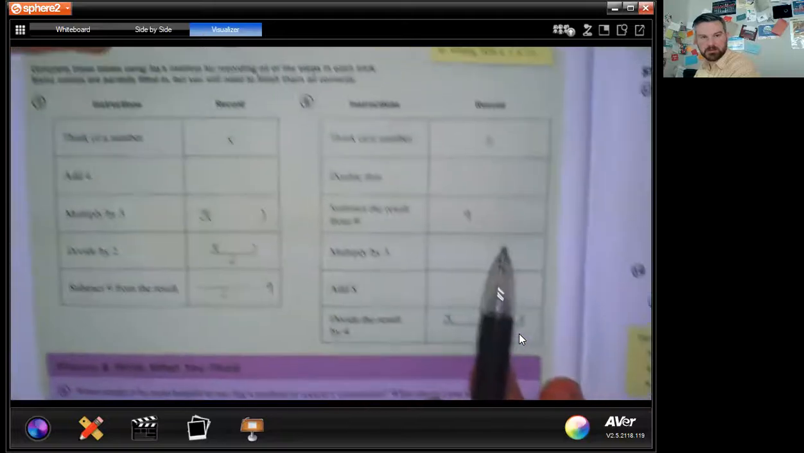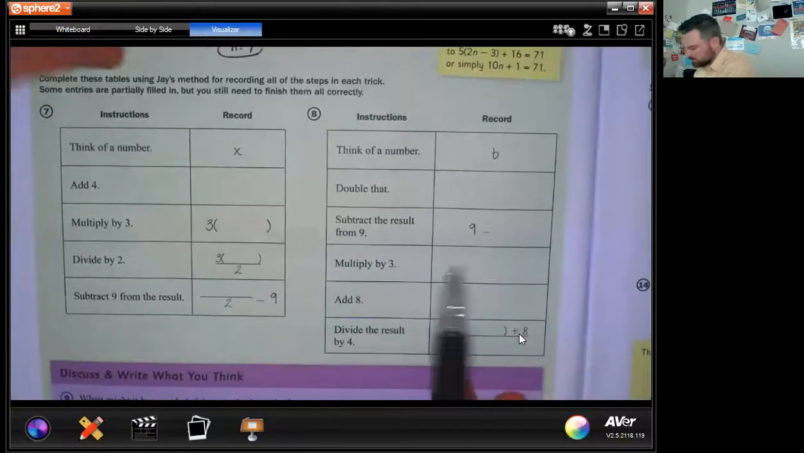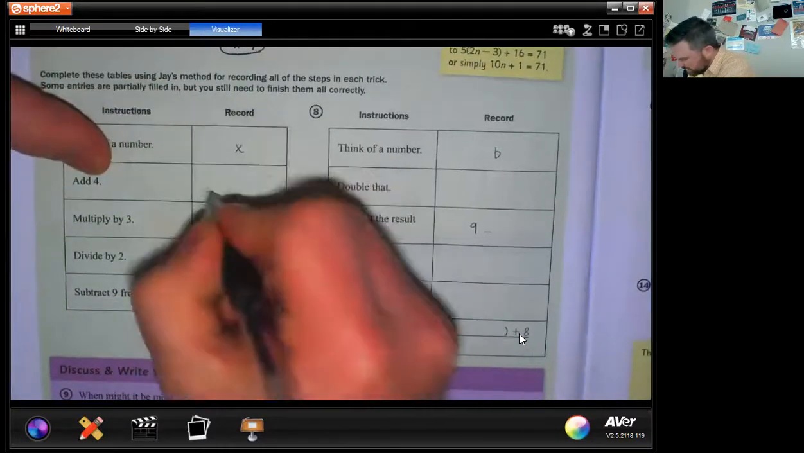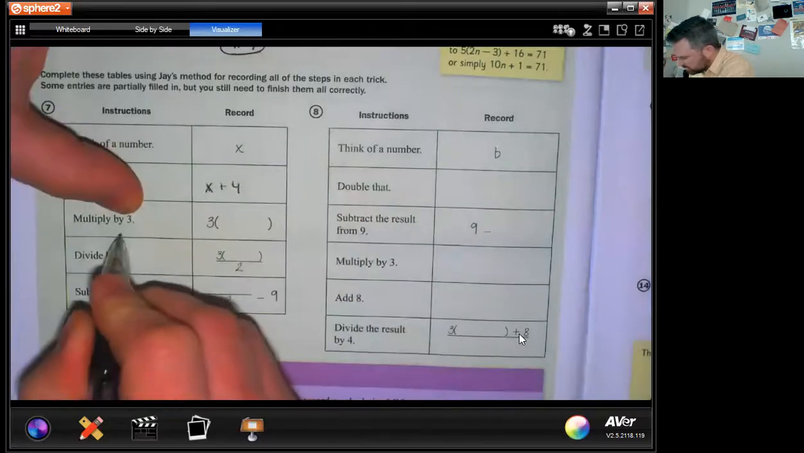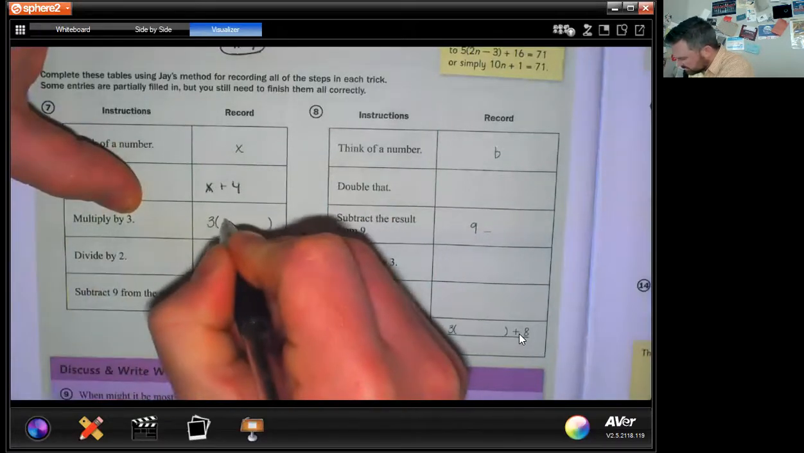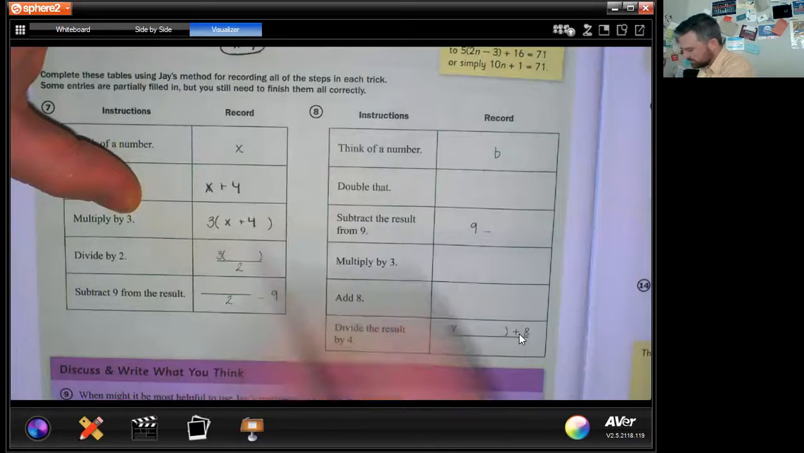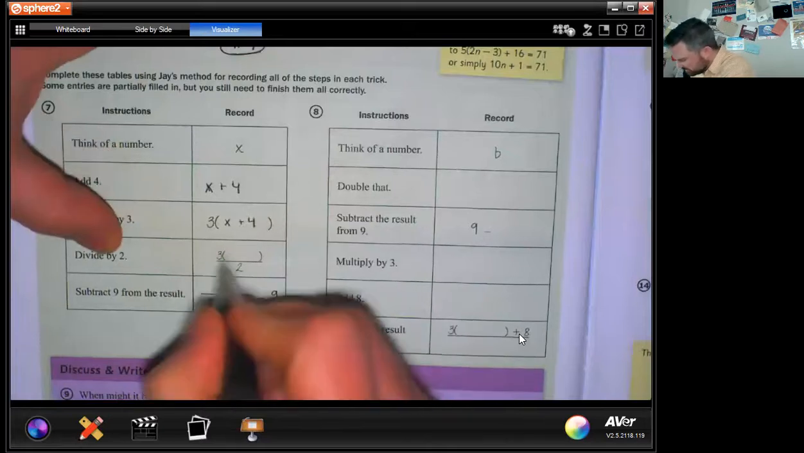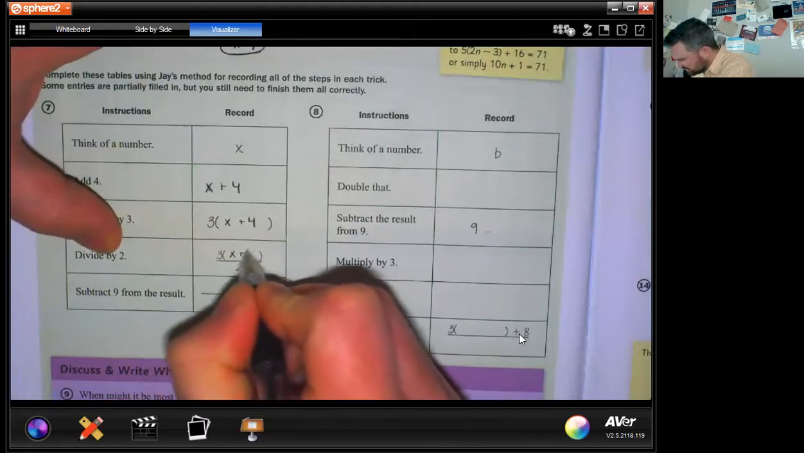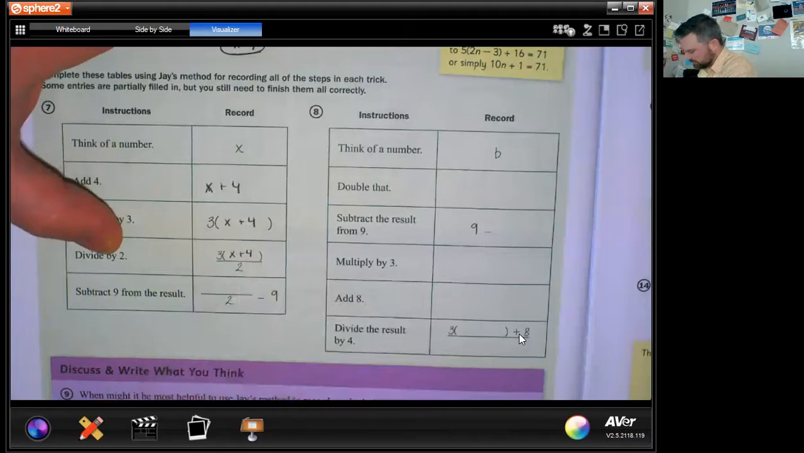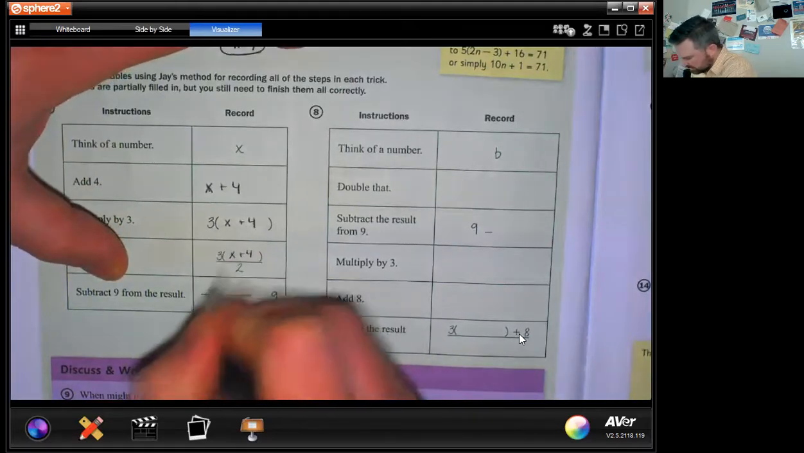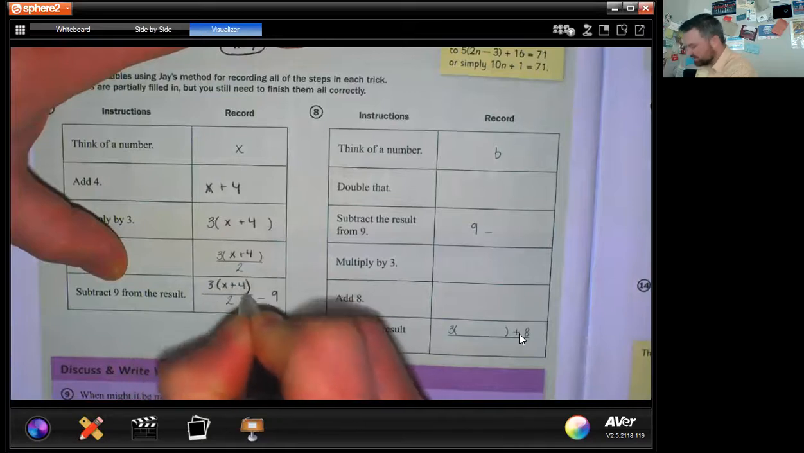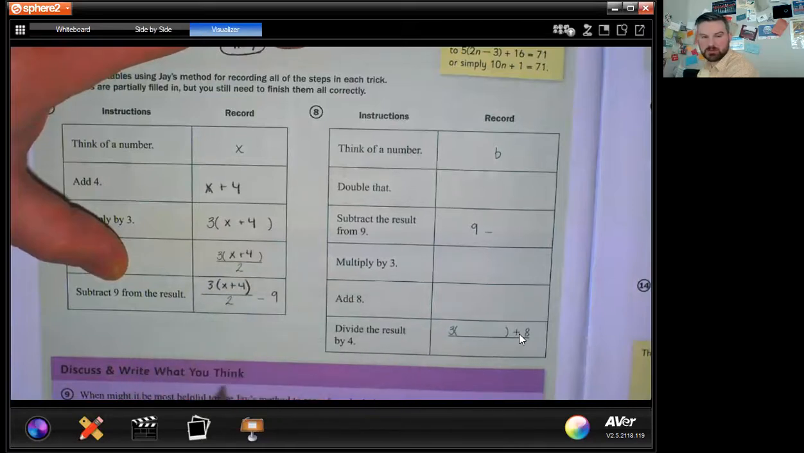Okay, so we got 7 and 8 here. So think of a number, add 4. So we've got x plus 4. And then they're going to multiply by 3. So 3 and then x plus 4 goes in there. Divide by 2, so x plus 4 is still in there. Whole thing divided by 2. Subtract 9 from the result. So we're just going to keep this on top, 3x plus 4. And this tells the entire story of what's going on.